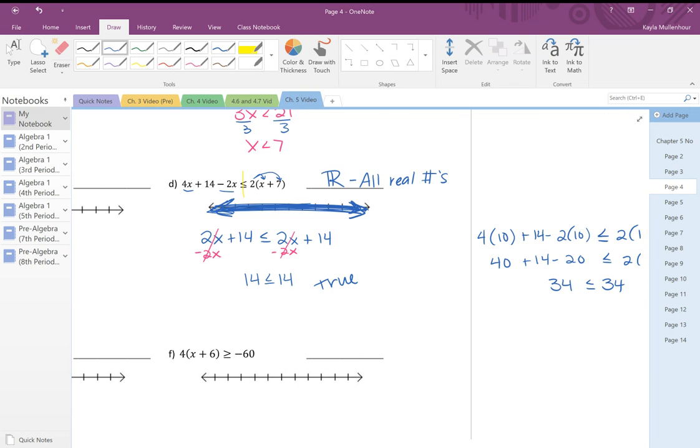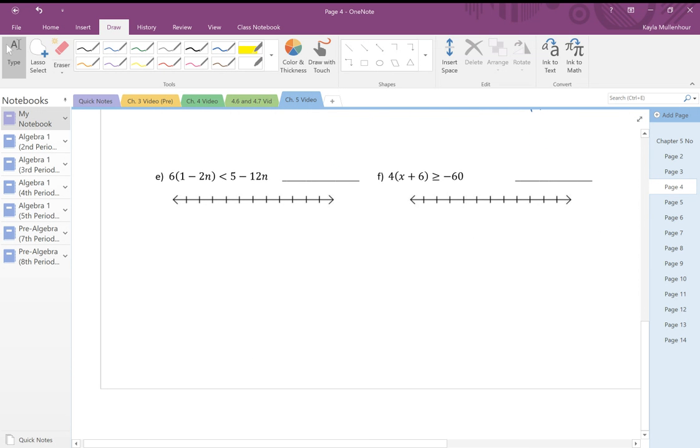All right, let's look at example E. If we look at example E, we're going to have to distribute on the left side. We get 6 minus 12n is less than 5 minus 12n. If we were to add 12n to both sides, again, notice that the variables are both eliminated from both sides. So it's 6 is less than 5. That is a false statement, however, and so there is no solution.